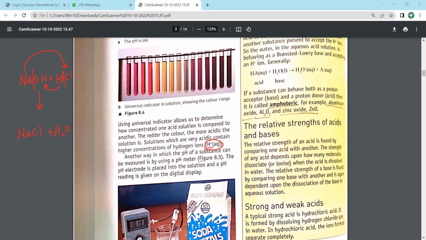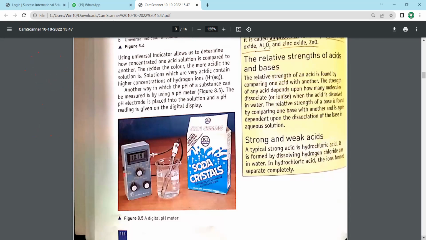Another way in which the pH of a substance can be measured is by using a pH meter. That is a new thing for you, and you can say it is the easiest and most accurate way to find out the pH. Understand? Now what does this meter do? You can see here in the diagram below 8.5, it is written that another way in which pH of a substance can be measured is by using the pH meter.